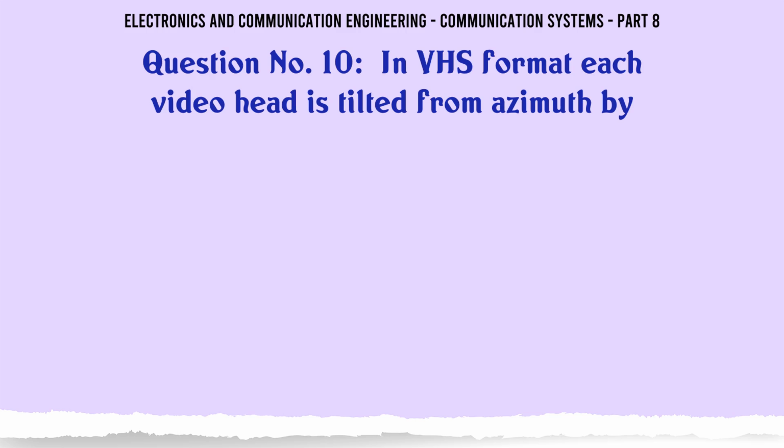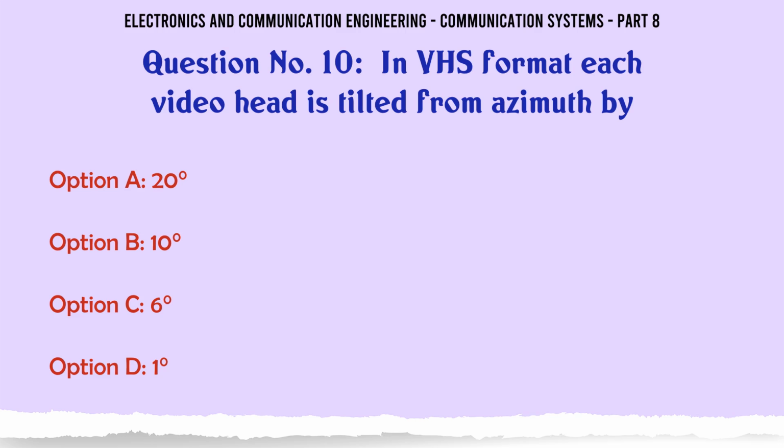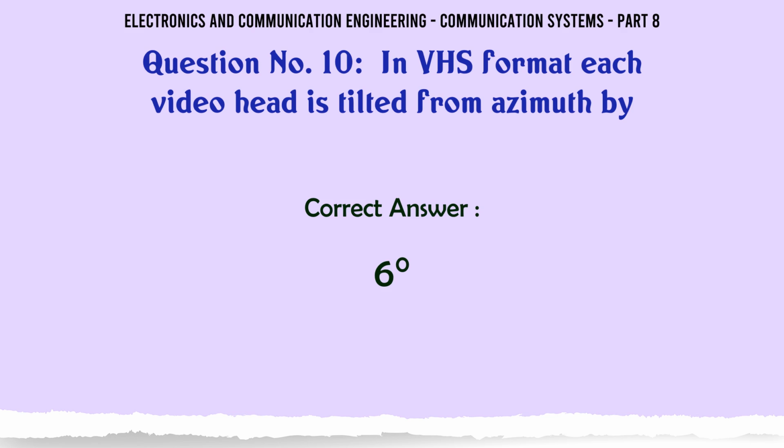In VHS format, each video head is tilted from azimuth by A. 20°, B. 10°, C. 6°, D. 1°. The correct answer is 6°.